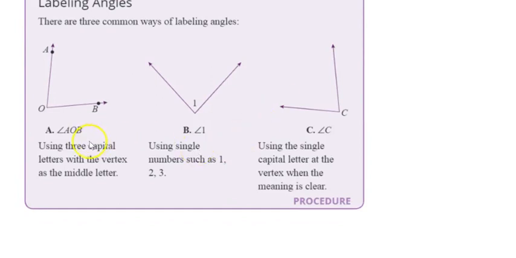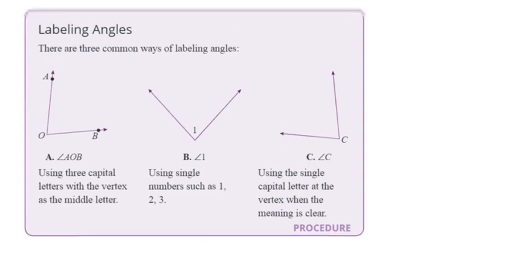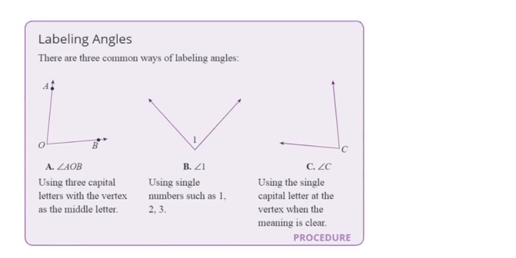Okay, continuing on here, labeling angles. Here we are using three capital letters with the vertex as the middle letter, using single letters, and then using the single capital letter at the vertex. Those are the three common ways you're going to see it. Don't let that weigh too heavy on your mind right now. Just know that whenever you see that little symbol, it's not something weird. You just know this is stating some sort of angle.